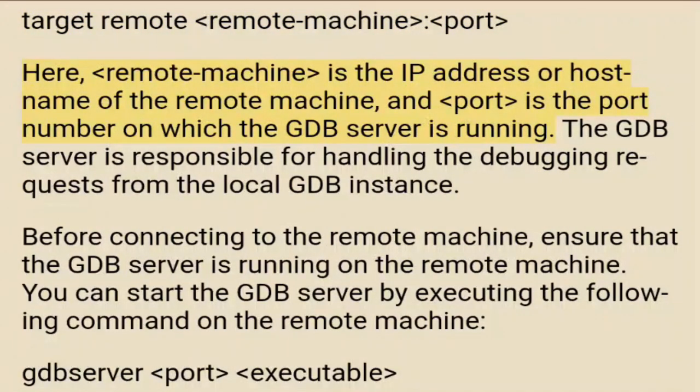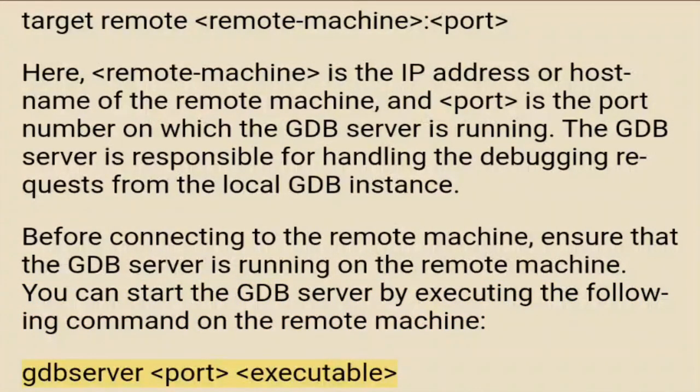Here, <remote machine> is the IP address or hostname of the remote machine, and <port> is the port number on which the GDB server is running. The GDB server is responsible for handling the debugging requests from the local GDB instance. Before connecting to the remote machine, ensure that the GDB server is running on the remote machine. You can start the GDB server by executing the following command on the remote machine.